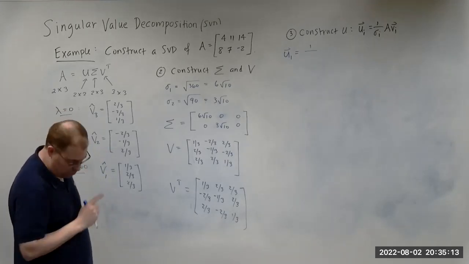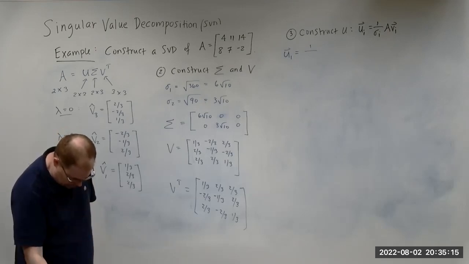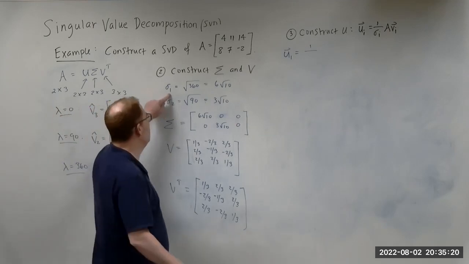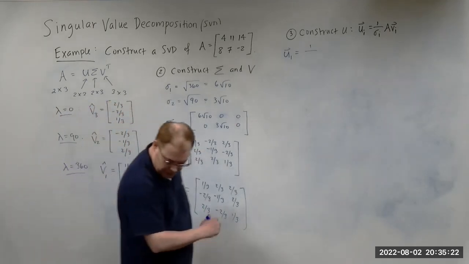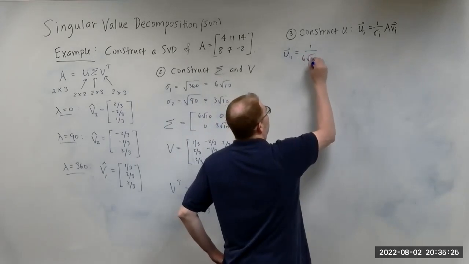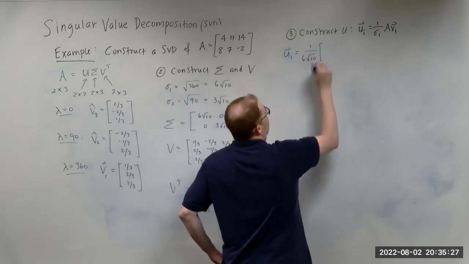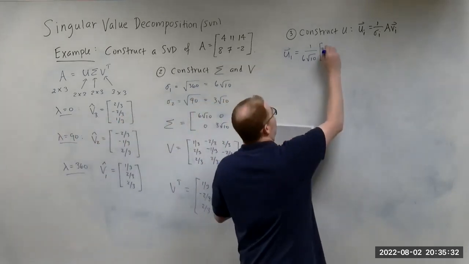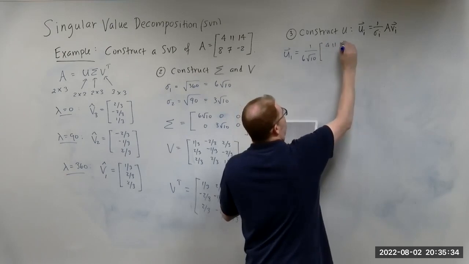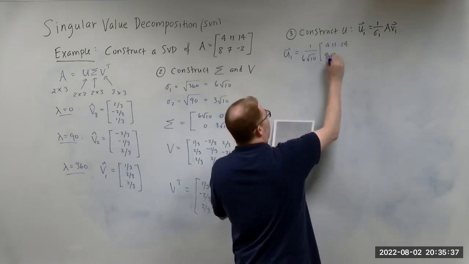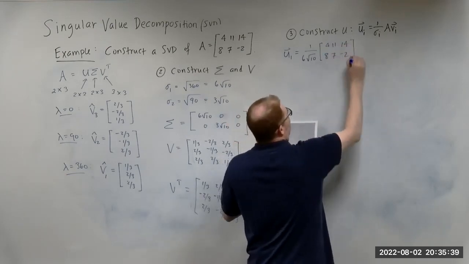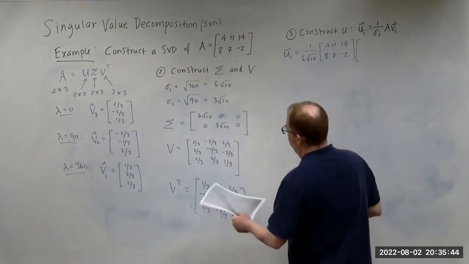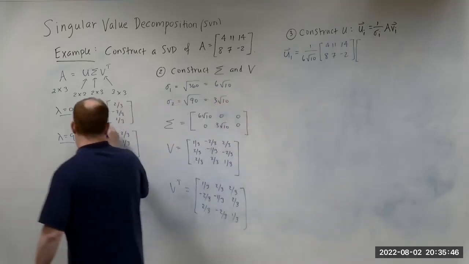Okay, so 1 over sigma, we start with sigma 1. Sigma 1 is going to be this one, so 1 over 6 root 10, times A acting on V. I'm going to go ahead and write A here just to show you the details of the calculation, and then V, so V1. That's why it's important to label these with numbers and be careful.